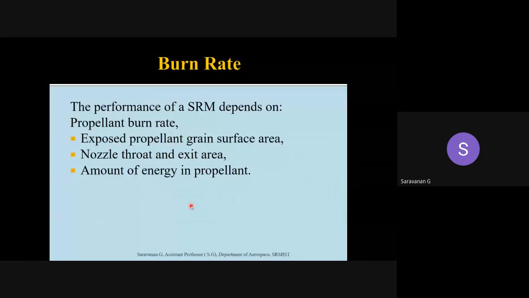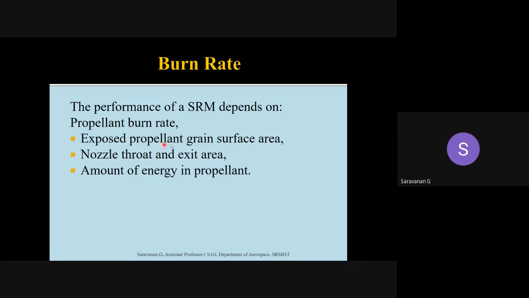So, as I told earlier, the performance of the solid propellant rocket motor depends on the propellant burn or exposed propellant grain surface area, nozzle throat area, nozzle exit area, and the amount of energy in the propellant, which tends to give the thrust at the end. The performance of the propellant depends on the propellant burn rate. Expand first one also depends. So the first one is the propellant burn rate.